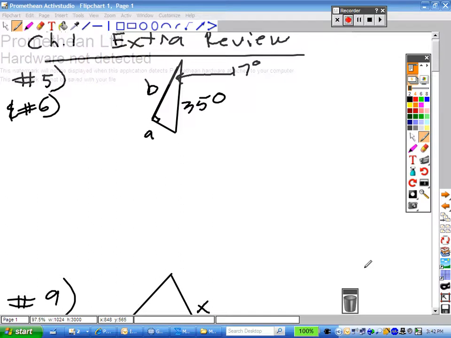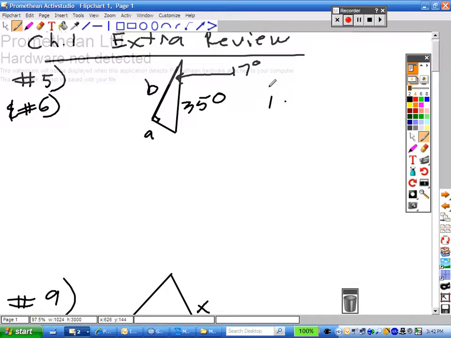I'm going to solve a few of the questions from the extra review worksheet from Chapter 1, Honors Physics. Let's start with number 5. What we want to solve for in number 5 is side B. Since side B is the side adjacent, and 350 is the hypotenuse, we're going to use cosine.